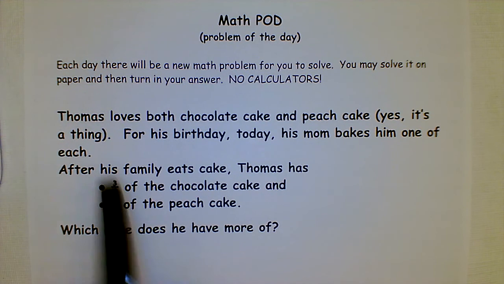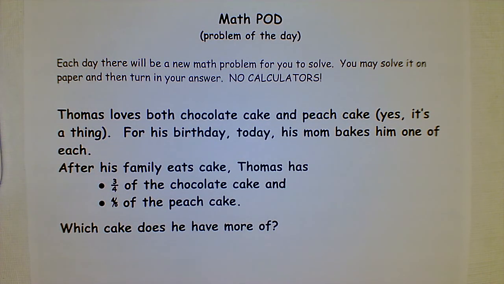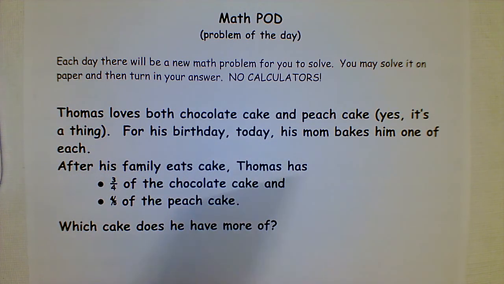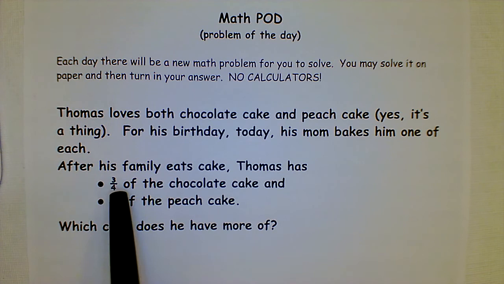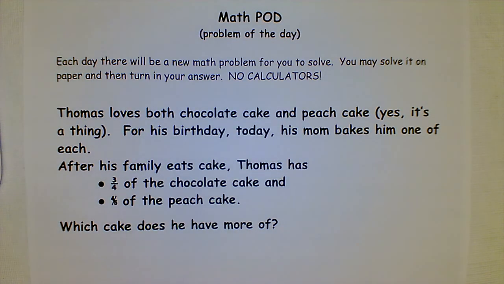So in the question it says that Thomas loves both chocolate cake and peach cake. Yes, that's a thing. For his birthday today, his mom bakes him one of each. After his family eats cake, Thomas has 3/4 of the chocolate cake and 4/5 of the peach cake left. Which cake does he have more of?